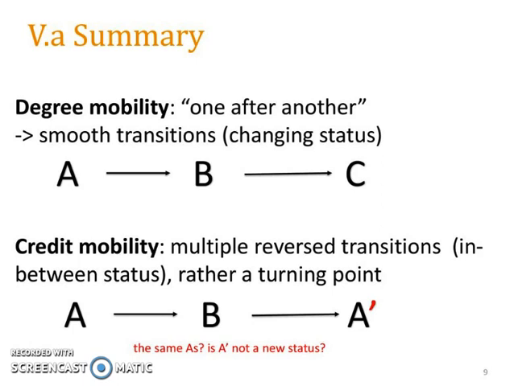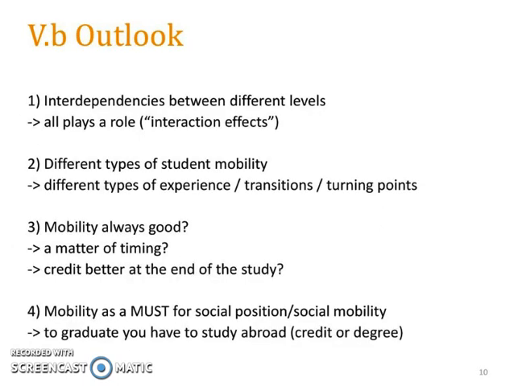So we have talked about changing statuses, yeah? We were at the place of A, then we became B, and at last we are C. So what about the credit mobility? It's kind of a turning point, yeah? You will turn back. Multiple resort transitions in between status, rather a turning point. So you were an A person, you became B, and again you will become an A person. So is the same A a new status? No, actually not.